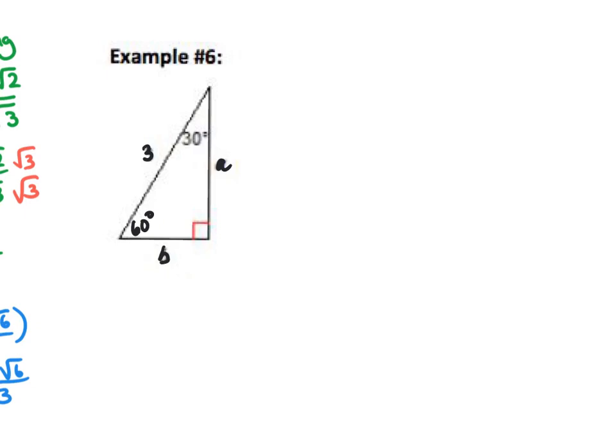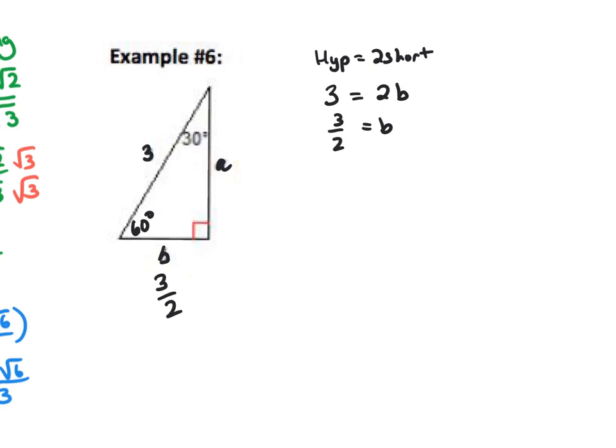So for our short leg, remember our hypotenuse is double the short leg. So our hypotenuse, 3, is 2 times b. So b is just 3 over 2. So the short leg is 3 over 2. If you're given the short leg or the hypotenuse, these are actually pretty easy. It's the second example we did with the long leg that is a little trickier.